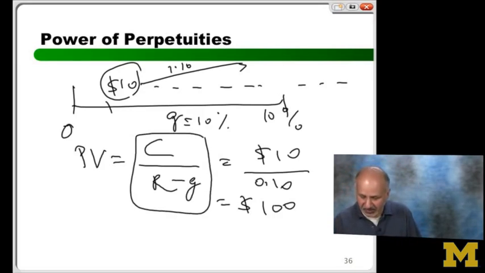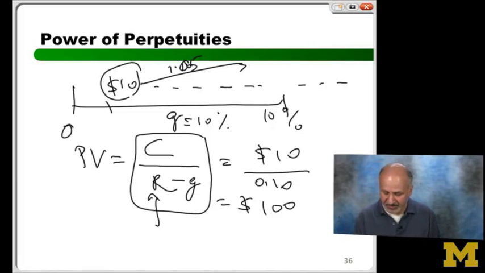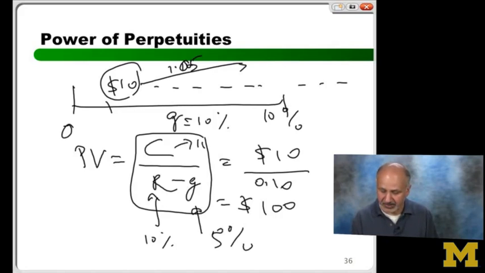Right? So because this growth rate is 10%, I can't use this formula. So let's make this growth rate 5%. So what is R? 10%. What is G? 5%. And what is C? $10. Again, very simple to calculate. The reason I'm introducing these now is not so much to start doing a lot of examples. I just want to introduce it now because it's a linear process.